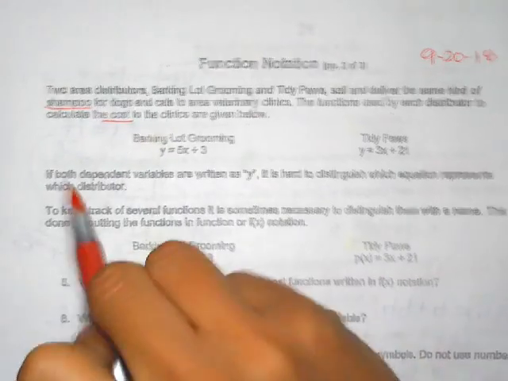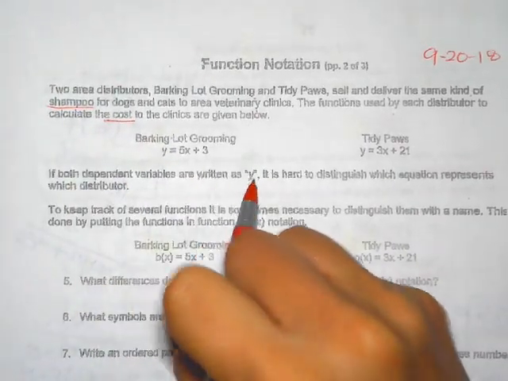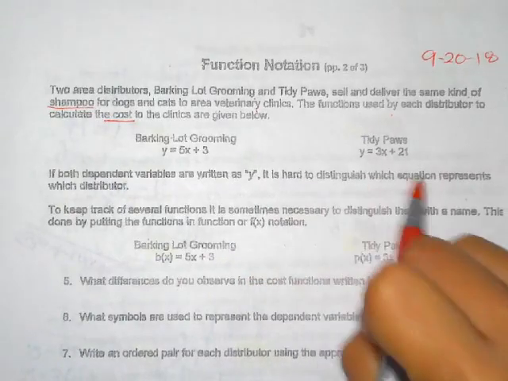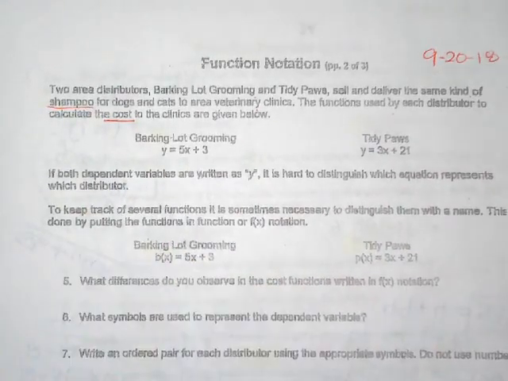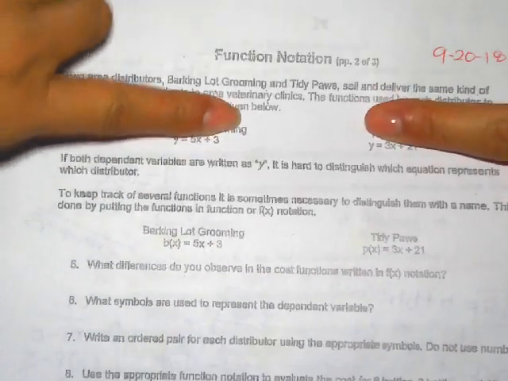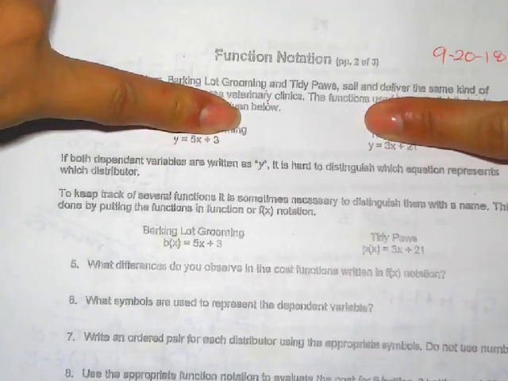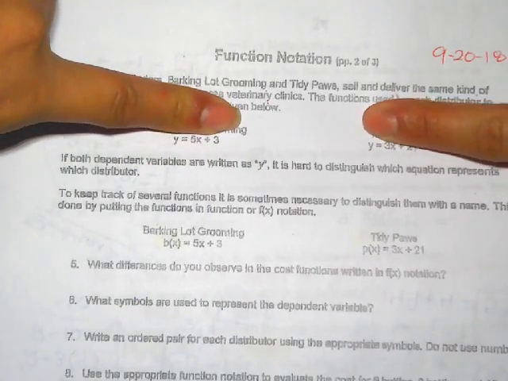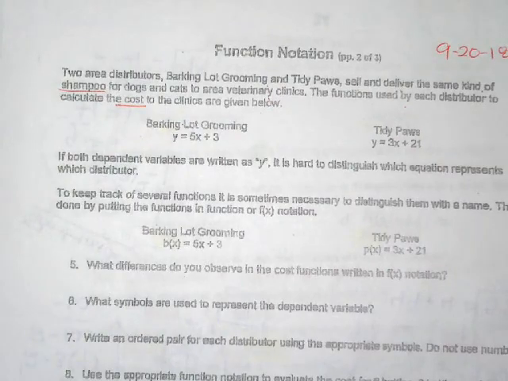Now it says, if both dependent variables are written as y, it is hard to distinguish which equation represents which distributor. So pretty much, if they didn't give you a title here, and they only give you the equation, it would be hard to tell which one is for which. That's what they're saying.